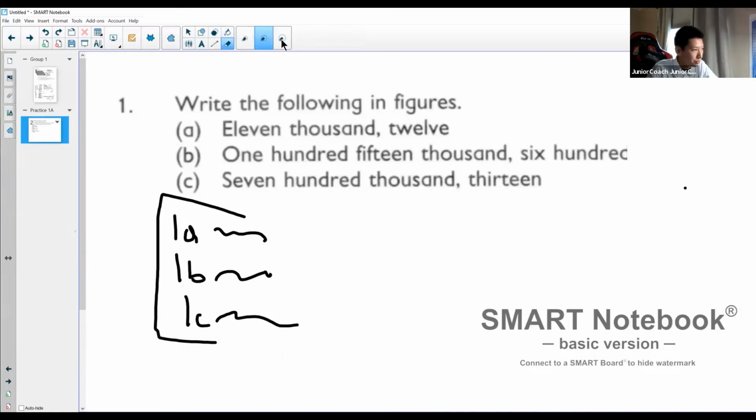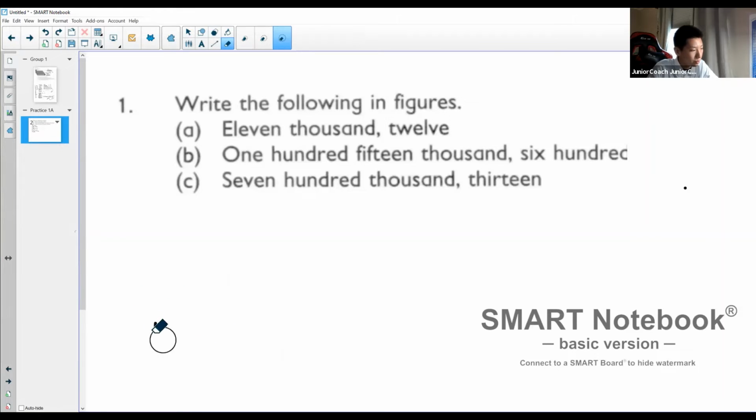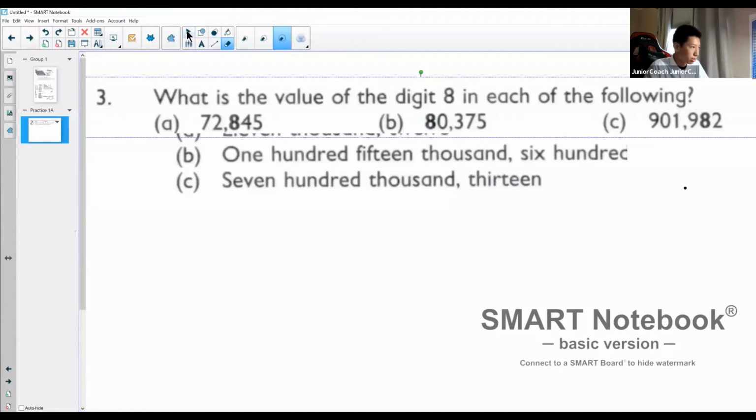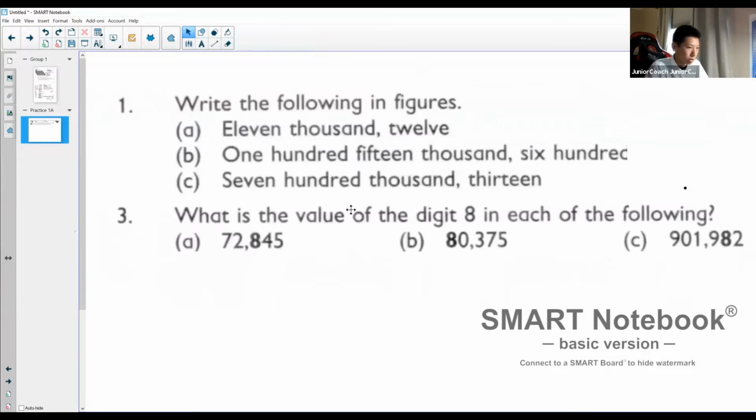So yeah, the first set of questions, just write these in numbers. Figure and number can be used interchangeably. And after we do that, you're going to have these questions, which are about place value. We're going to skip the word ones because they're kind of interchangeable.